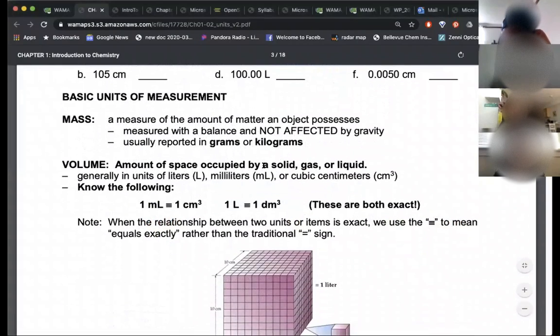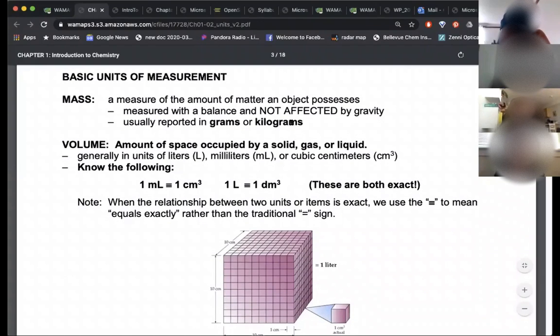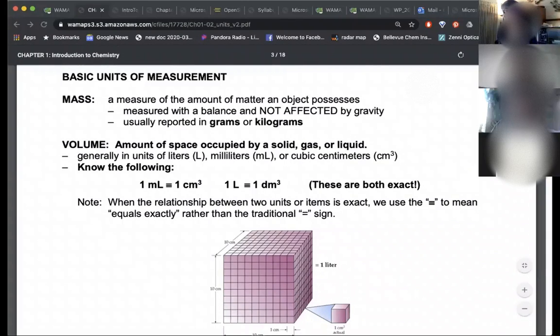All right, so we have some basic units of measurement. This relationship is very important. So mass, we might talk about mass in grams or kilograms. Volume, a liter is a normal size, kind of big. And then a milliliter is pretty small, right? It's 1 cubic centimeter. We have some important relationships with milliliters and centimeters cubed, or in the health sciences, you might hear of cc's.